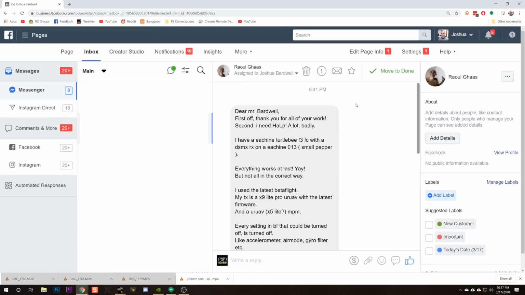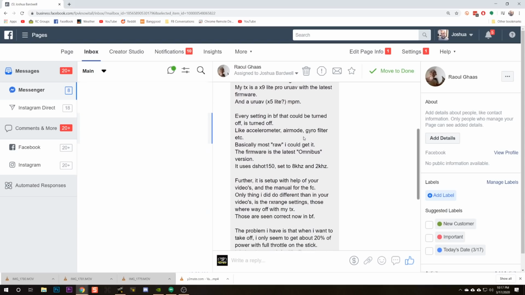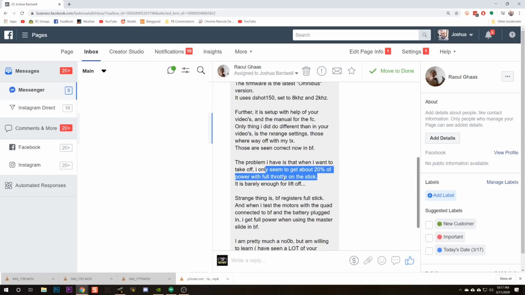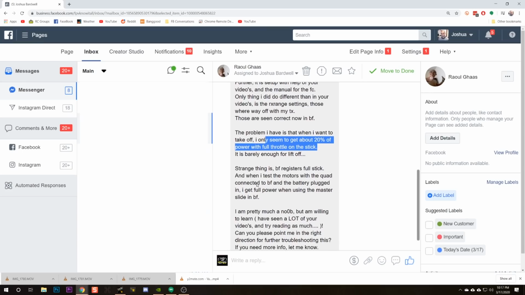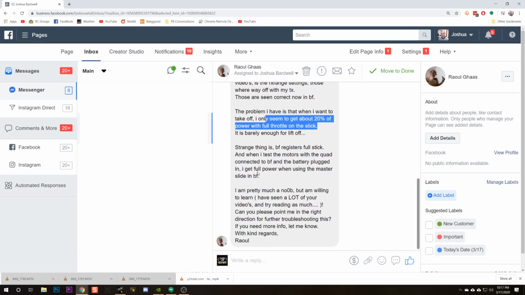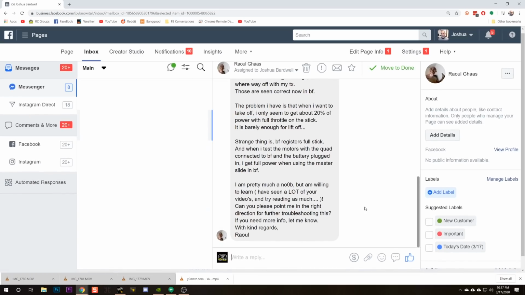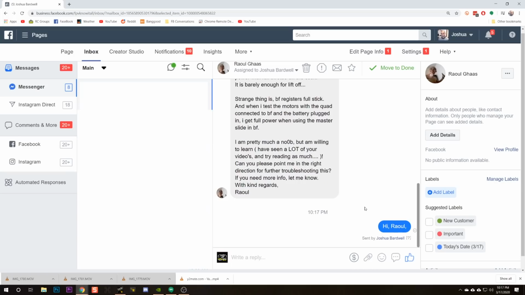Here is a question from Raul Gas, and the issue is that he's only getting about 20% of power with full throttle on the stick. It's barely enough to lift off. Betaflight registers full stick, and when I test the motors with the quad connected to Betaflight and the battery plugged in, I get full power using the master slider. The number one thing that I think would cause this would be a prop on upside down. If you put the prop on upside down, then it will not make very much thrust, and the other three motors will scale themselves back. The quad can only be as powerful as its least powerful motor.